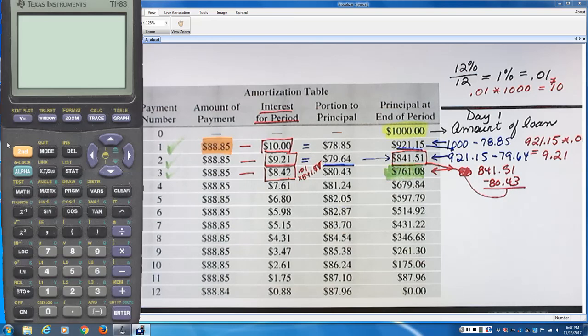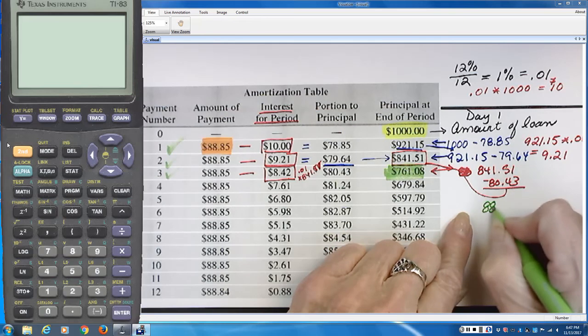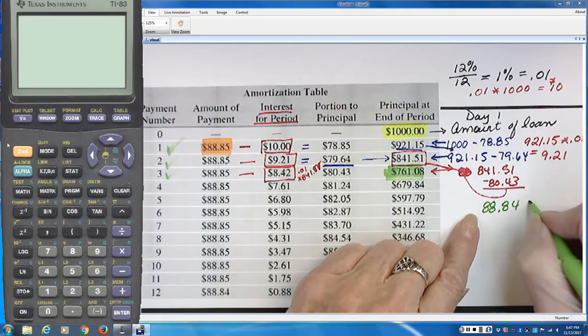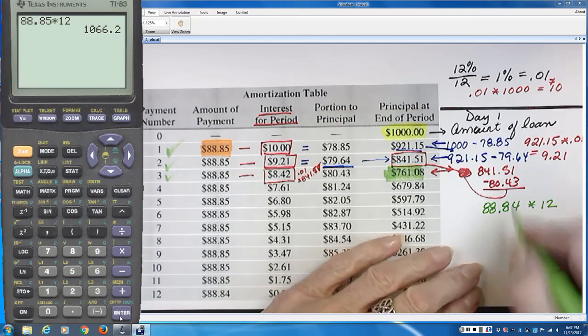But if she carries out the whole entire loan, she doesn't prepay, she pays $1,066.20.